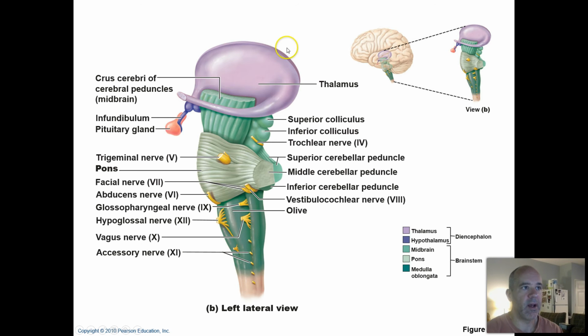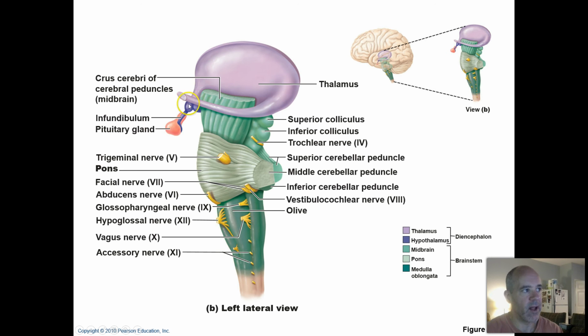All right, so in this diagram from your textbook, we are looking at the brainstem in a side view. Up here in purple is the thalamus, the largest portion of your diencephalon, but everything you see down in here makes up parts of your brainstem. This upper area is the midbrain, or the mesencephalon. Then we have the pons over in here. And then down in here you have the medulla oblongata.